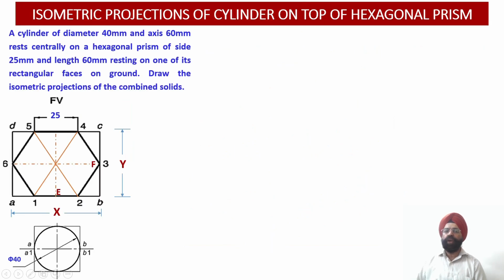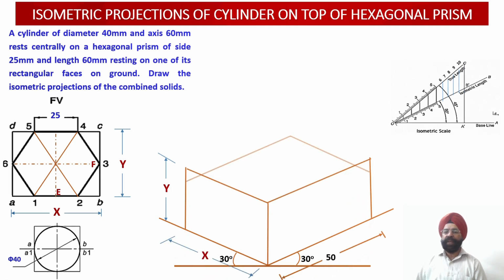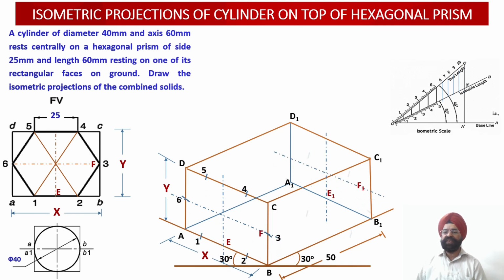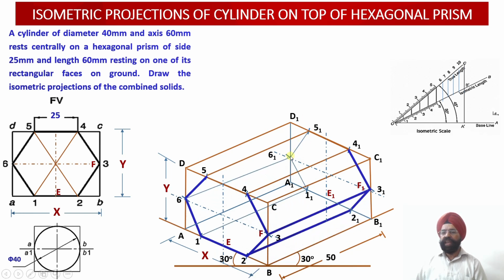Now next we move on to a cylinder which is resting on top of the hexagonal prism. Since the prism remains the same, we are going to take up the construction of the prism in a faster mode, because we have already discussed this construction before. Front face, top face, once again the construction of the hexagonal prism has been completed, and all the edges which were not visible to the observer have been drawn to begin with.